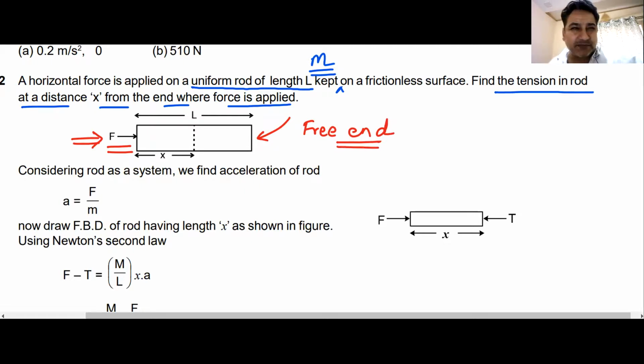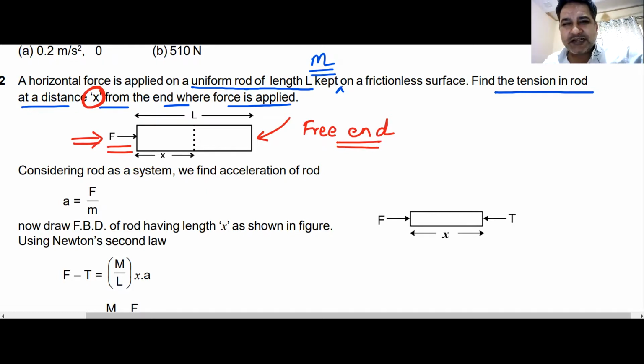I hope you understand the terminology of the question. So you apply force F at one end and you don't apply anything on the other end. That is known as the free end. The length of the rod is L. The mass of the rod is M. You don't need it because it will get cancelled. You have to find the tension or force in the rod at a distance x from the end where the force is applied. That is the question.